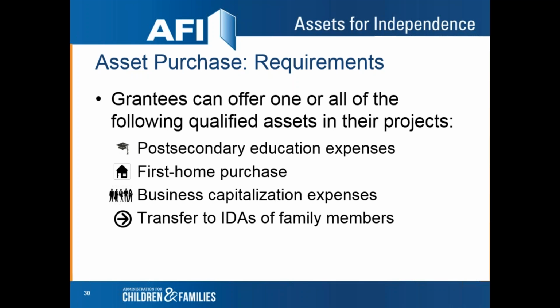AFI allows for 3 asset savings goals. First home purchase, post-secondary education or training, or business capitalization. Grantees can choose to offer 1, 2, or all 3 of these qualified assets in their projects. Additionally, a few savers will choose to transfer their IDAs to a dependent or spouse to be used for one of these 3 asset purchases. Each asset purchase goal has more specific requirements in the legislation, which we'll discuss on the next couple of slides.